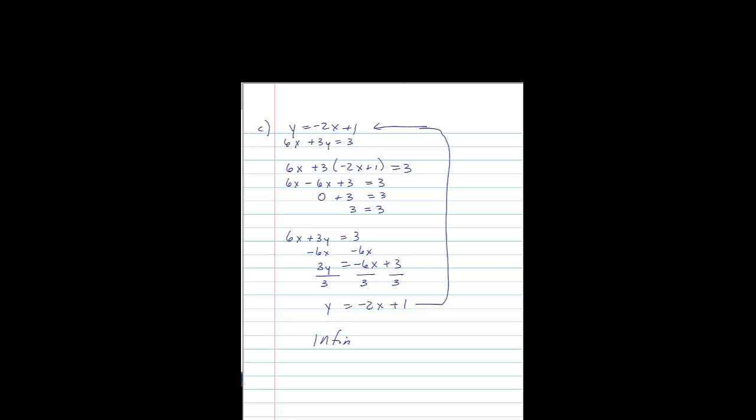That means that I have an infinite number of solutions. That is, no matter what I pick for x, there's nothing I can do that would make 3 not equal to 3. They are exactly the same line, so they land right on top of each other when we graph them. So for this, there's an infinite number of solutions.